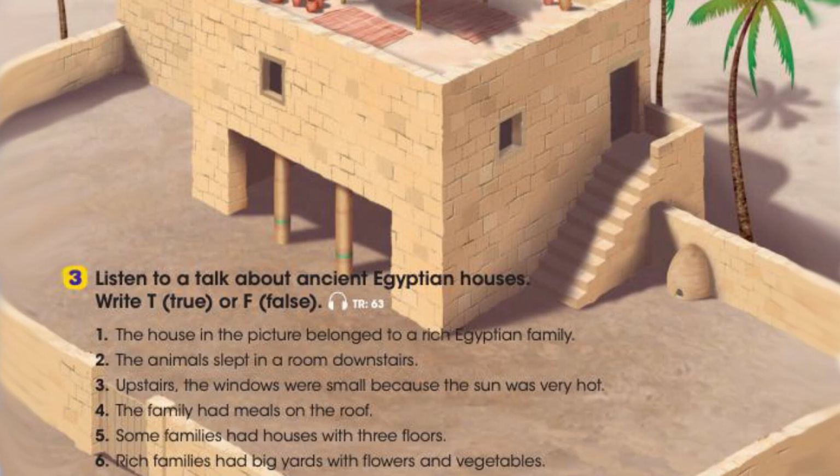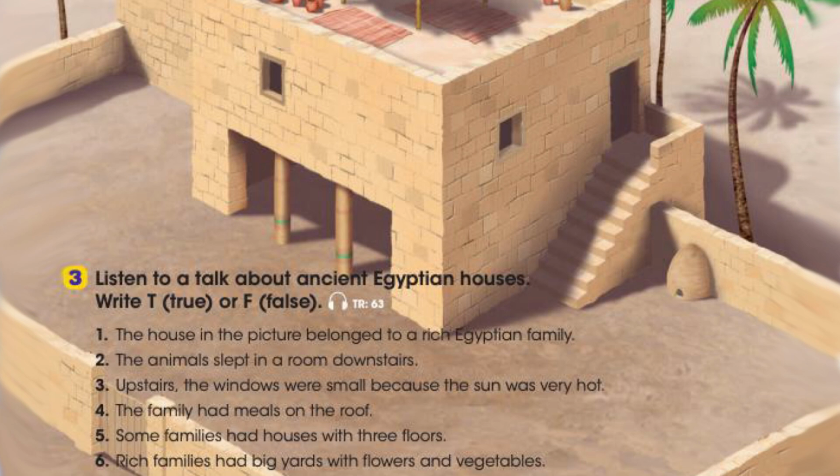Track 63. Exercise 3. Listen to a talk about ancient Egyptian houses. Write T, true, or F, false. So, we're looking at buildings in ancient Egypt again today. Last week, we talked about the pharaohs and the pyramids. Today, I want to talk about the life of an ordinary Egyptian family.